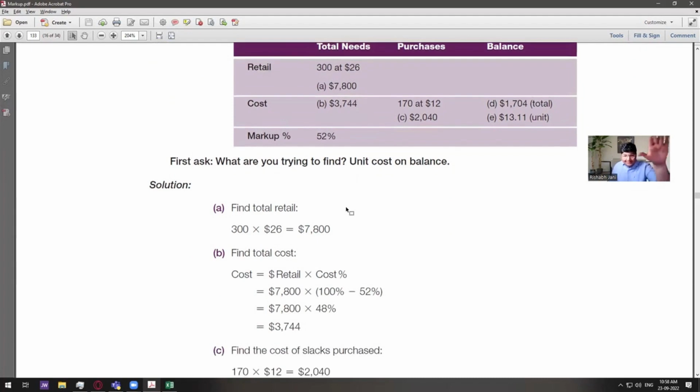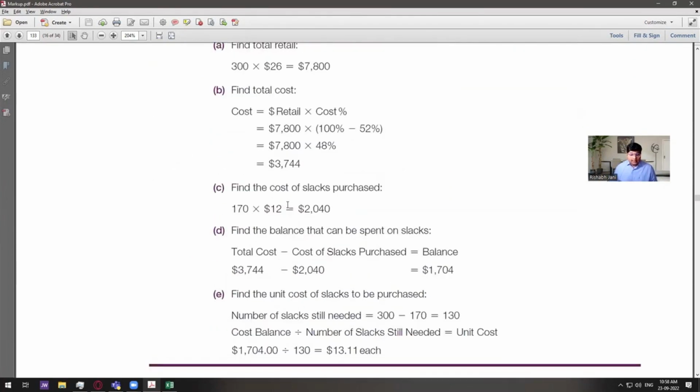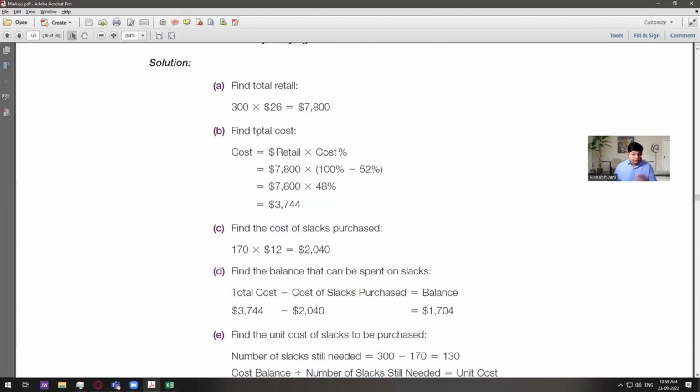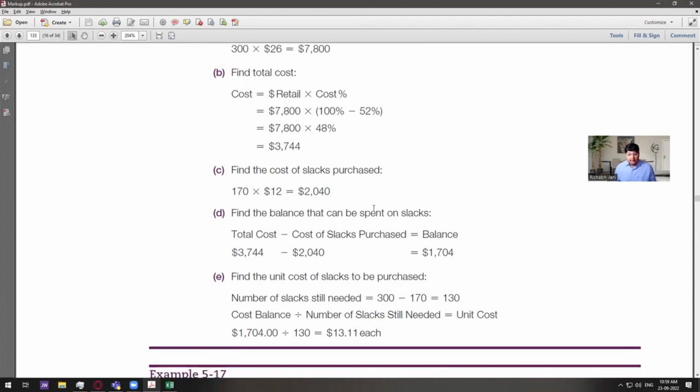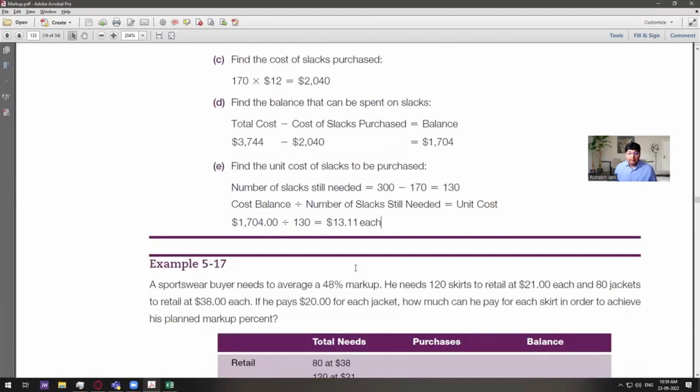And if you'd like to go through the step-by-step explanation of the solution, that's what's in this particular document. Step one, find the total retail value, 7,800. Step two, find the total cost, which is taking our 52%, subtracting it from 100, 48%, giving us 3,744. Next we need to find the total cost of what is already purchased, 2,040. Find the balance of the two, so 3,744 minus 2,040, giving us our 1,704 balance. And then we just need to know the number of slacks needed for purchase number two, and we divide that up.